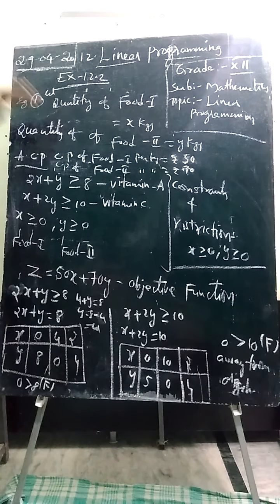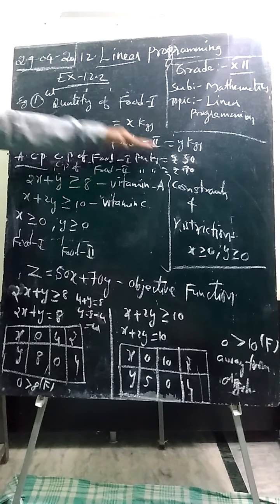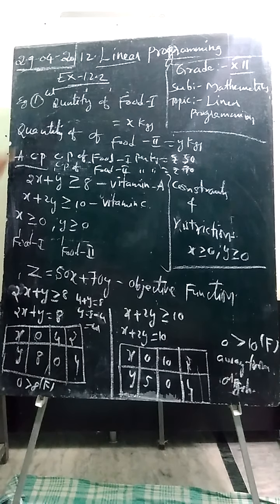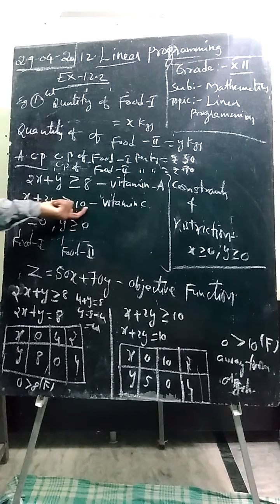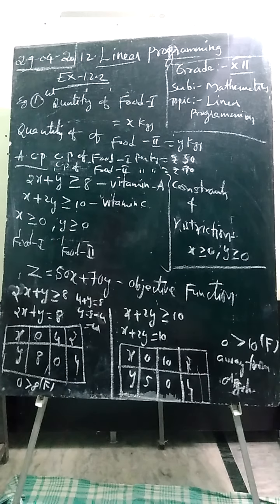First step, read the question thoroughly. Take the unknown values based on the question. Then, according to the problem, write the cost price of food 1 and food 2, based on the problem. It depends on the problem. There is an equation for the vitamin A condition and the vitamin C condition. x and y stand for the quantity of food we are taking to get greater than or equal to 8 of vitamin A, and greater than or equal to 10 of vitamin C. We know vitamin C is useful to improve our immunity level.